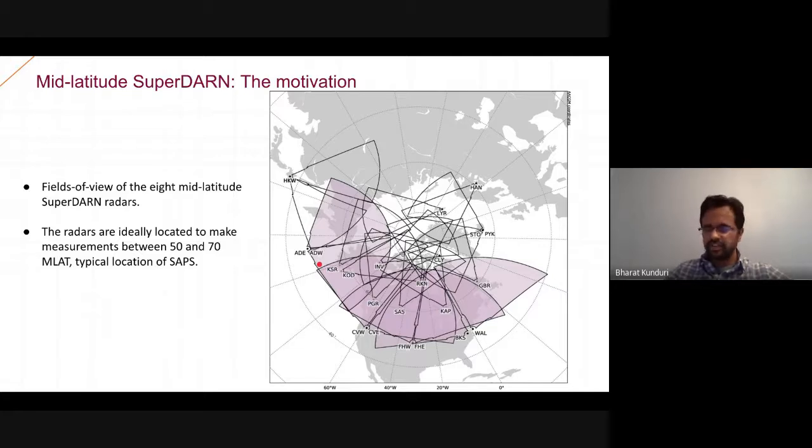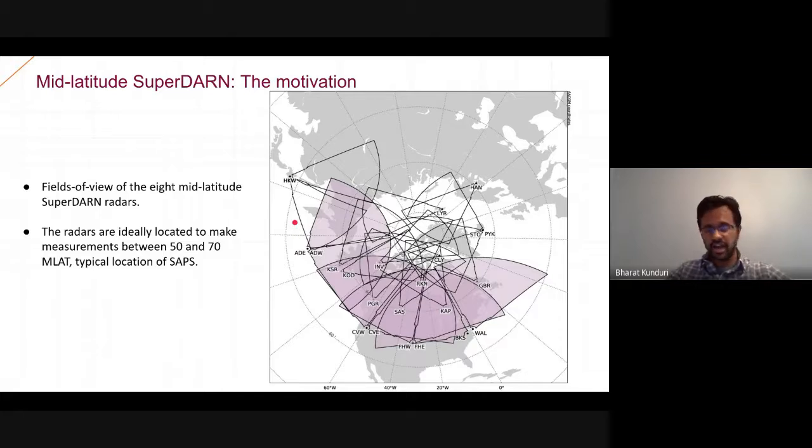Between 2011 and 2015, around 8 SuperDARN radars were operational, starting from the Wallops Island radar in Virginia and expanding all the way into the Alaskan sector. The Adak East and Adak West radars were located in the Aleutian Islands in Alaska.